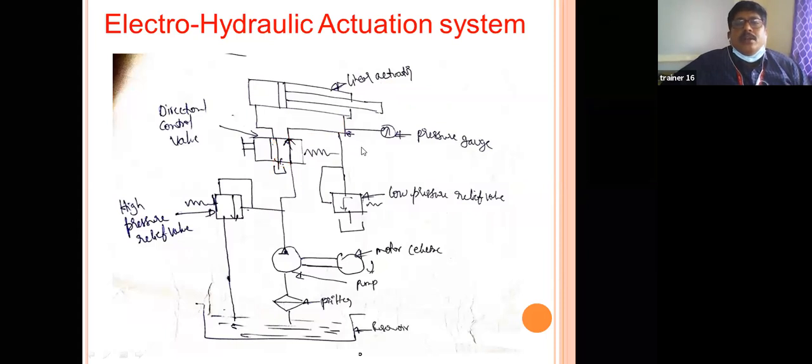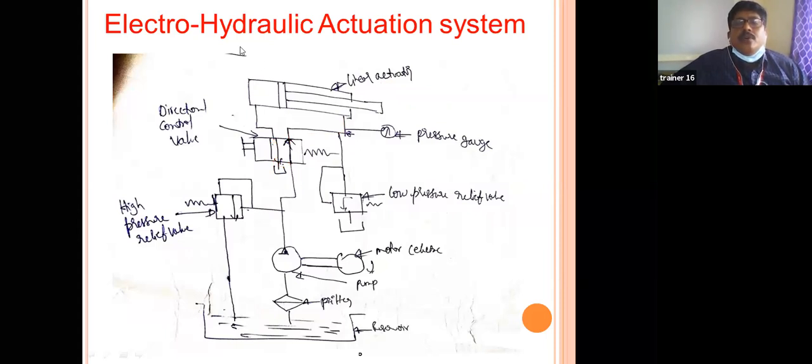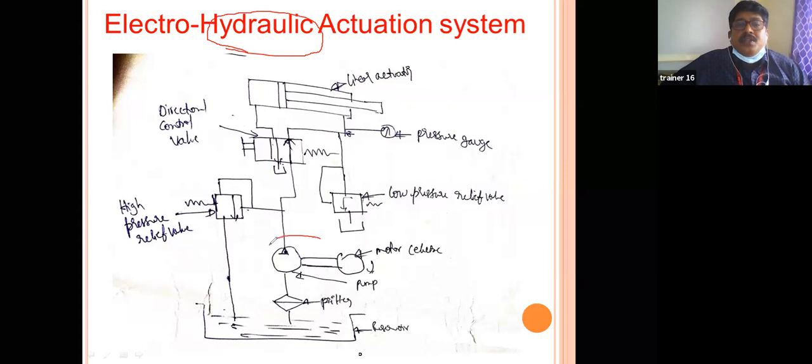This is electro-hydraulic. We can also call this hydro electro pneumatic. If you change this component, instead of the pump you have to place a compressor, and the reservoir is replaced by fresh air, open to the atmosphere. There is no reservoir, it is open to the atmosphere. Instead of it, we arrange a compressor here. Then it automatically becomes the electro-pneumatic actuation system.